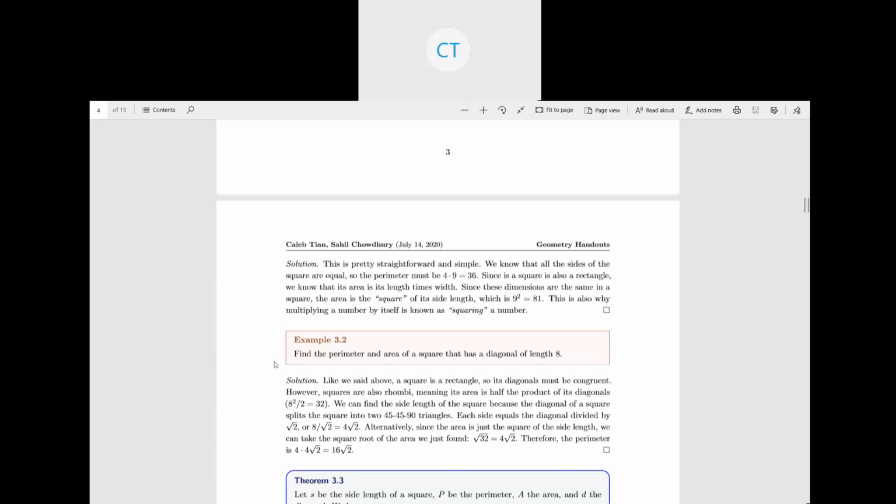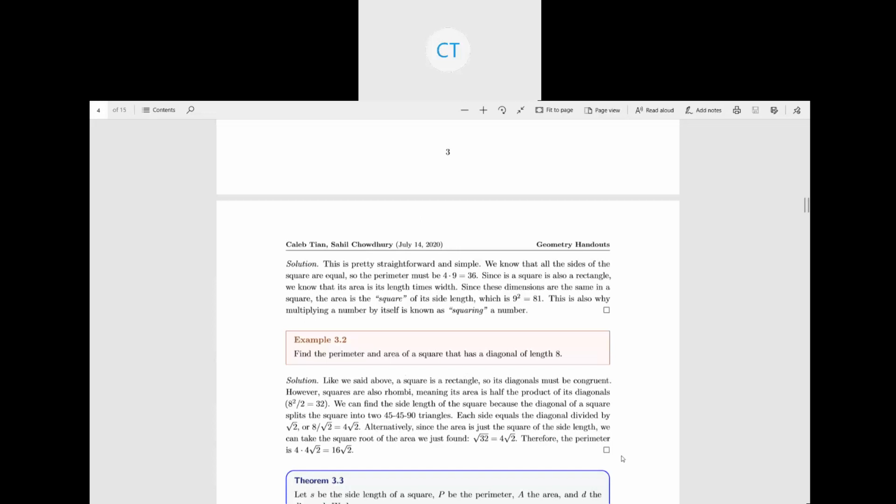And side length, we can find that because the diagonal of a square splits a square into two 45-45-90 triangles. So each side is just going to be the diagonal divided by the square root of 2. So we have 8 over square root of 2, which can be simplified to 4 root 2.